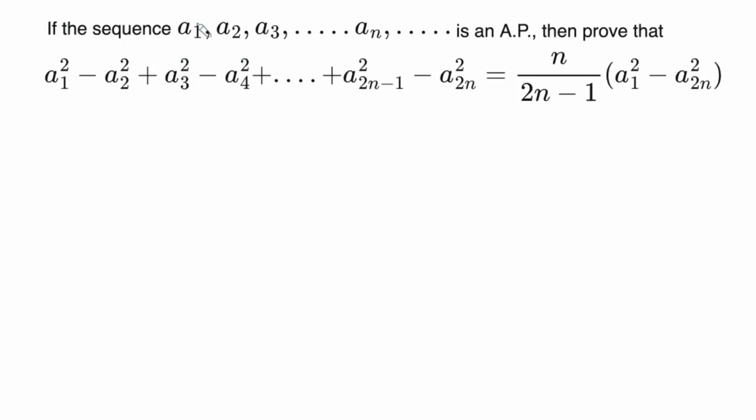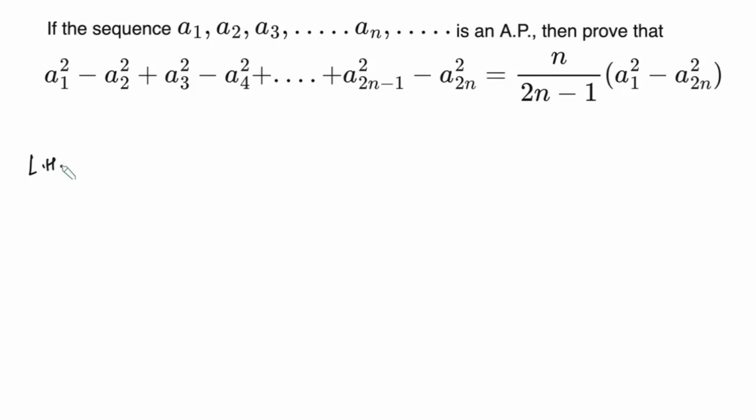If the sequence a1, a2, a3, ..., an, and so on is an AP, then prove that a1 square minus a2 square plus a3 square minus a4 square plus so on up to a2n minus 1 square minus a2n square is equal to n over 2n minus 1 times a1 square minus a2n square. Let's start with the left-hand side here.